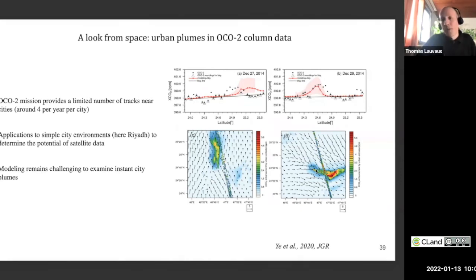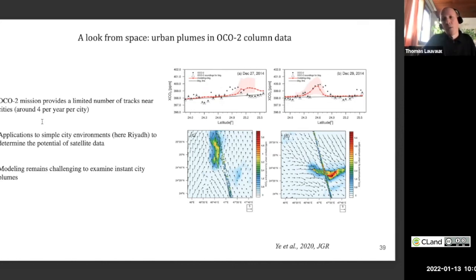Some days you're very lucky. The plume is crossing the track of the satellite. So on these days, we can try to recover the emissions. So you see the example here. The plume has been cut. We have the model results. We have the observations. And with that, you hope that maybe you can get the emissions. Well, it does work when you have a good track, but unfortunately, you have very few good tracks. It's about 4 tracks per year per city.